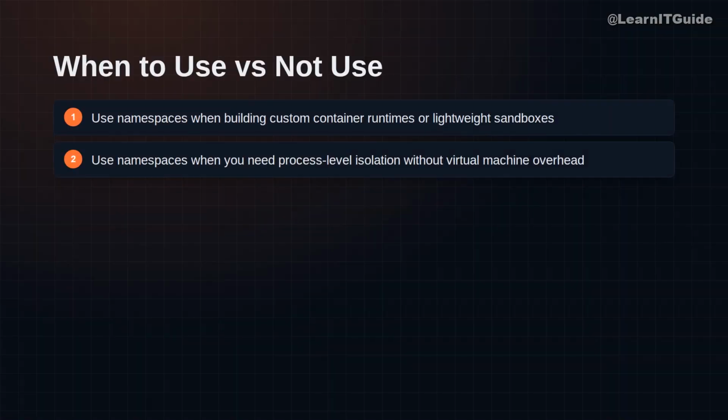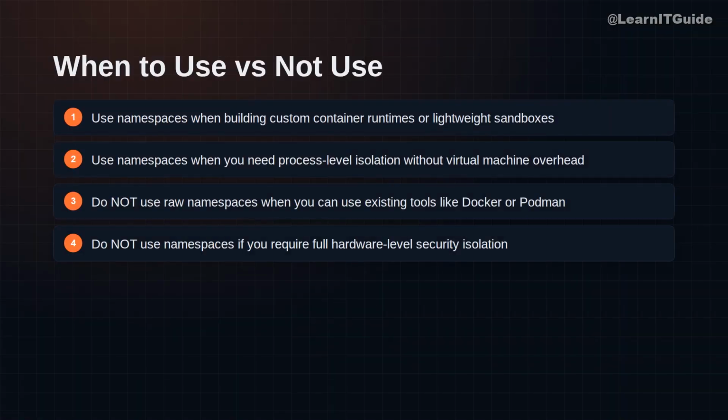So when should you use this? Use raw namespaces if you are building your own container engine or a custom sandbox. It is perfect when you need isolation without the overhead of a full virtual machine. However, do not use raw namespaces if you can use Docker or Podman. They handle the complex lifecycle management for you. Also, if your application needs hardware-level security, namespaces alone are not enough. You should use a VM-based sandbox like Kata containers instead.